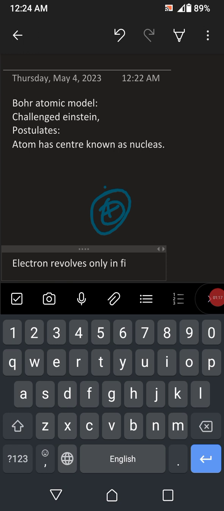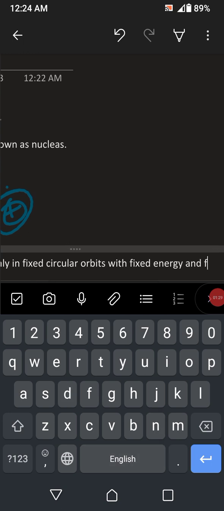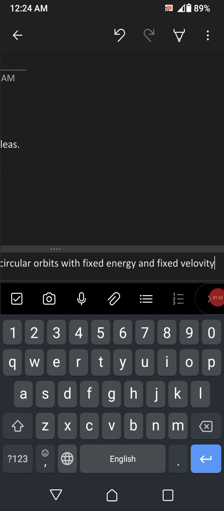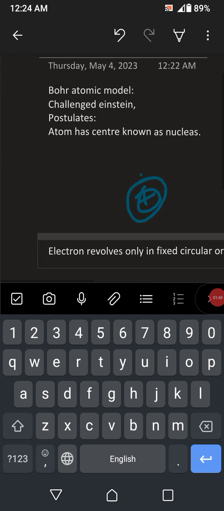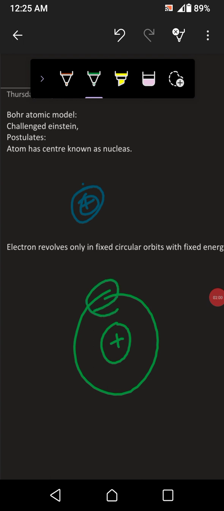Then he said that electrons revolve only in fixed circular orbits with fixed energy and fixed velocity. What he said is that electrons revolve only in fixed circular orbits with constant energy and velocity. But according to Rutherford, electrons can revolve in any circular orbit. But what did Bohr say?